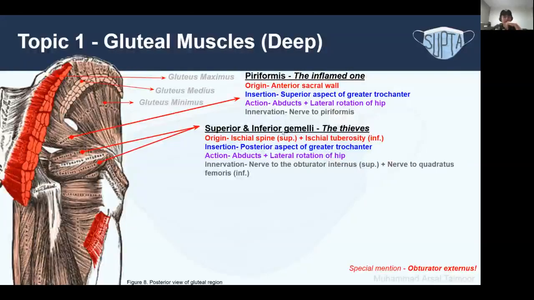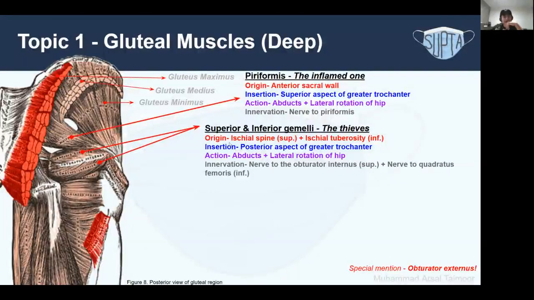Now, the superior and inferior gemelli, the reason why I call them the thieves is because they basically steal innervation from the muscles surrounding or near them, and they actually sort of squash this muscle here, the obturator internus. So that's how I remember it.